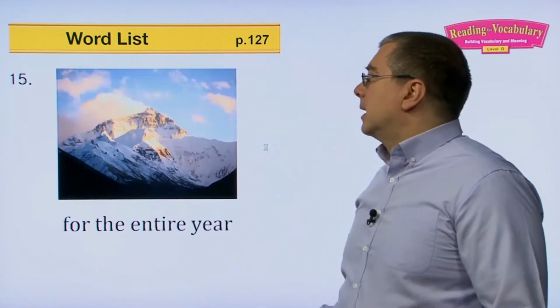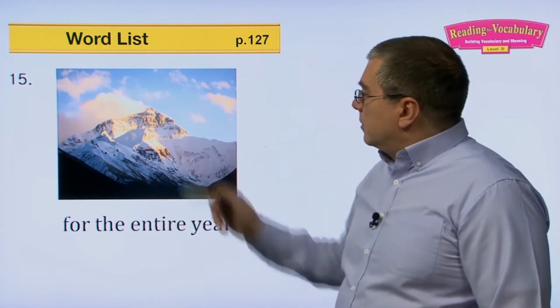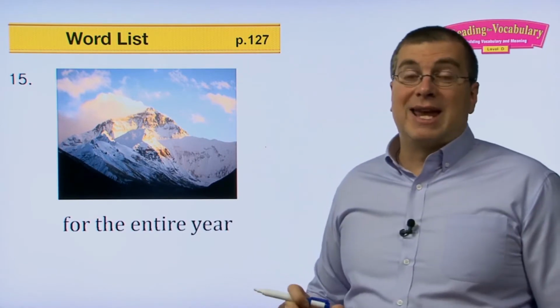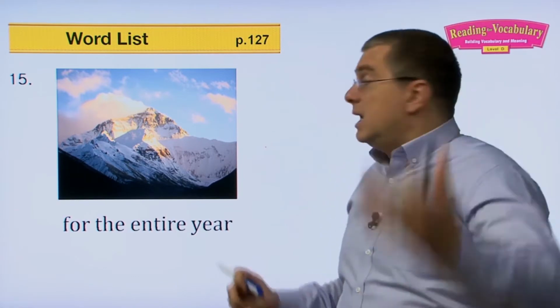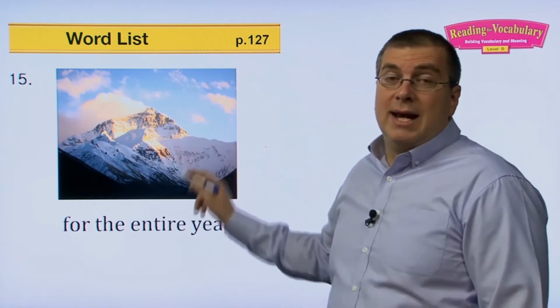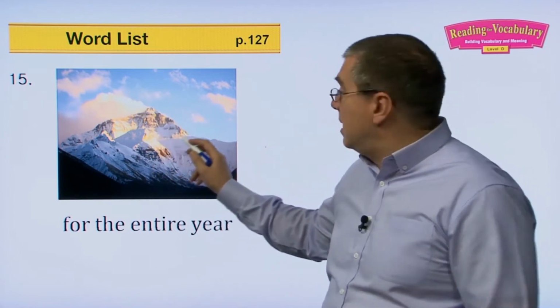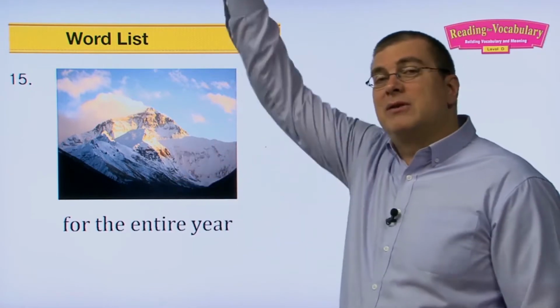Okay? Okay, next one. For the entire year, and of course this looks like, I'm not sure, but I think it's Mount Everest in the Himalayas. And you think about Mount Everest. Whenever you think about Mount Everest, you think of snow. And it doesn't matter what time of year it is. It could even be the summertime. There's still snow on this mountain, because the mountain's so high.